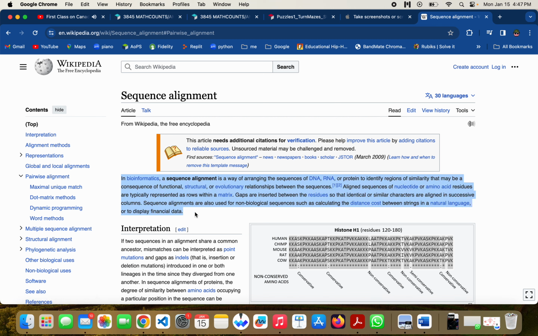In bioinformatics, sequence alignment is a way of arranging the sequences of DNA, RNA, or protein to identify regions of similarity that may be a consequence of functional, structural, or evolutionary relationships between the sequences. Aligned sequences of nucleotide or amino acid residues are typically represented as rows within a matrix. Gaps are inserted between the residues so that identical or similar characters are aligned in successive columns.